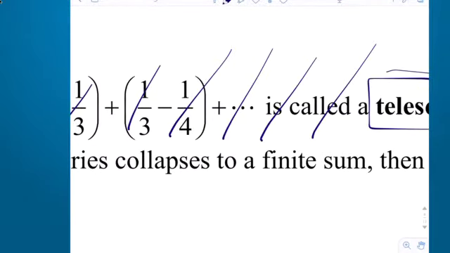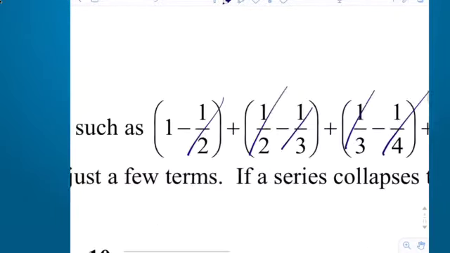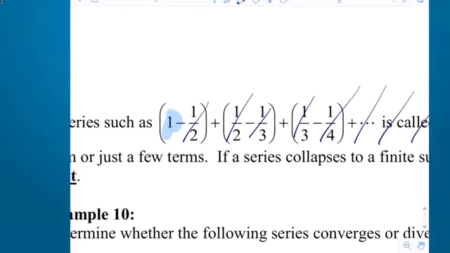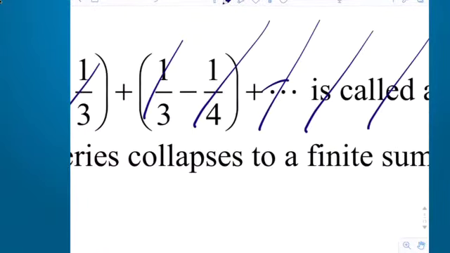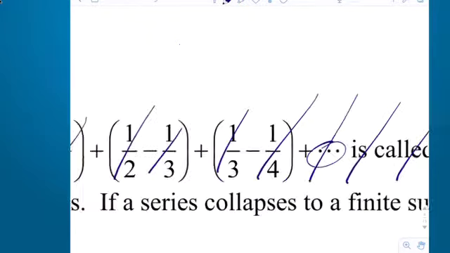All the way down the line, they go to 0, and we're just left with anything that doesn't cancel. So there will always be a few residual terms, and then after which everything else will cancel. It's not always just the first term. You might have 1 or 2 or 3 residual terms, but after a certain point, everything else down the line will cancel. So in this case, what's left? 1. So the sum of this infinite series is 1.